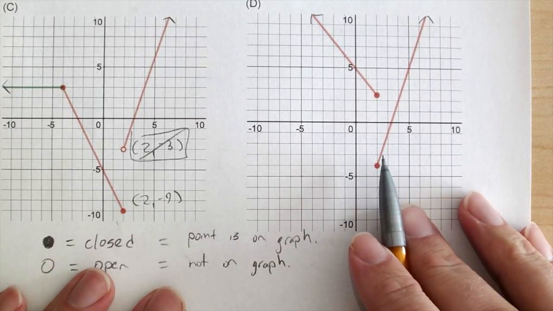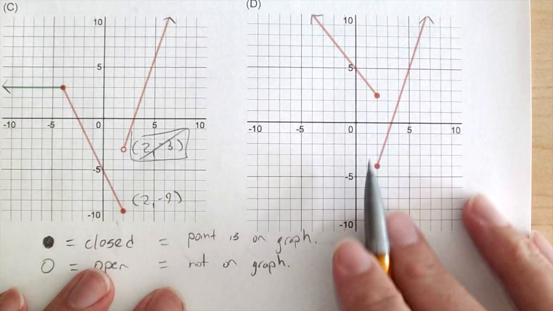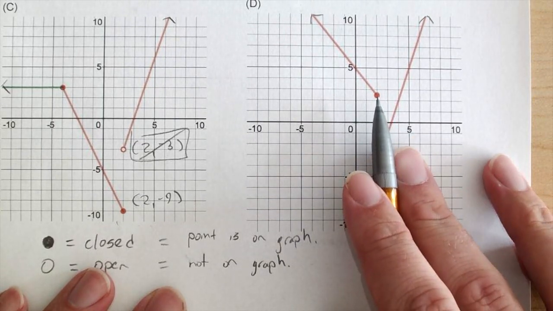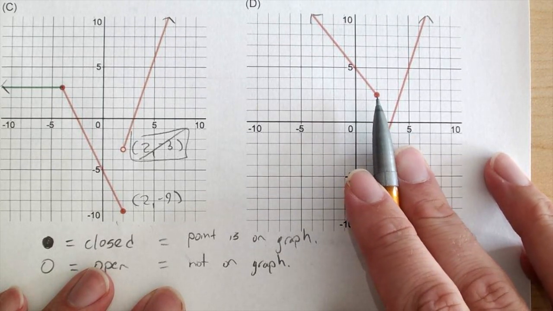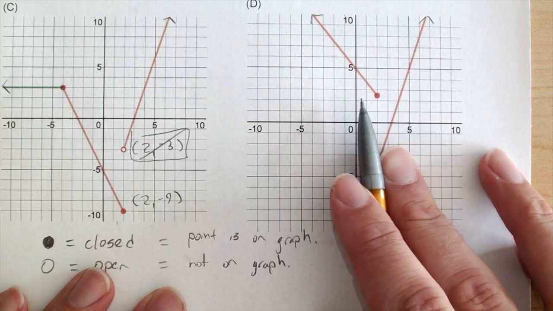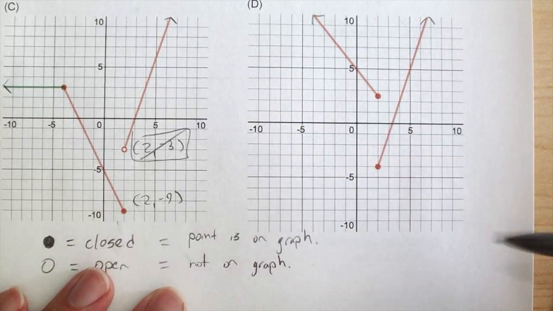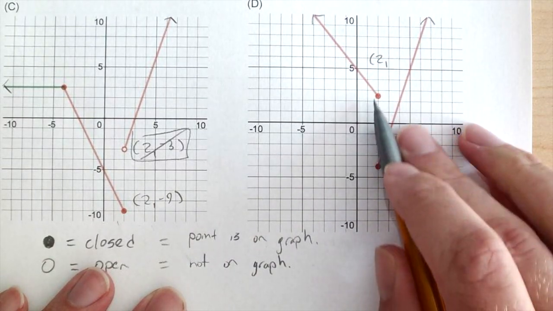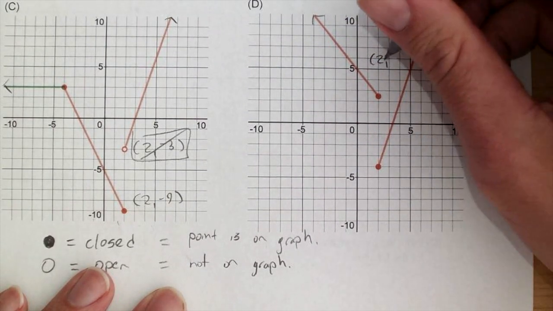So the problem with D here is we have 2 closed circles, okay? And that means both of these points are part of our function. So this is halfway in between the two. There are some halves here, so we'll just do some 0.5 stuff. This is a point on our graph, again at 2 comma 2.5.